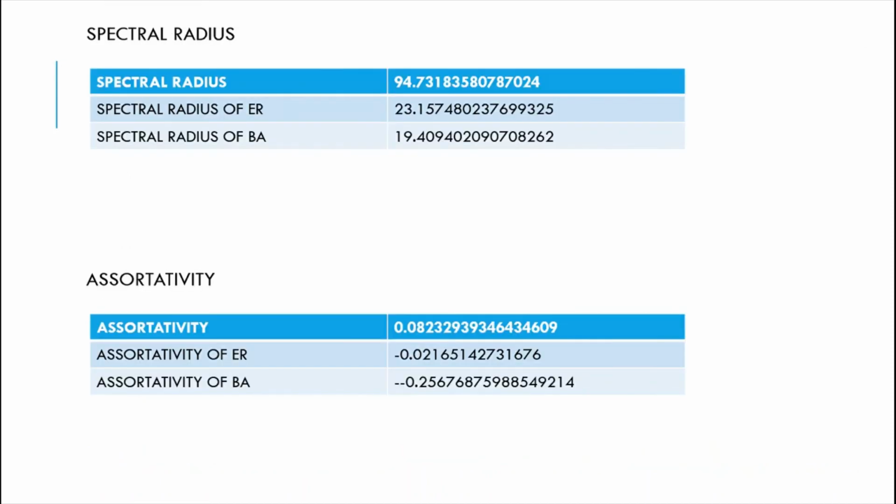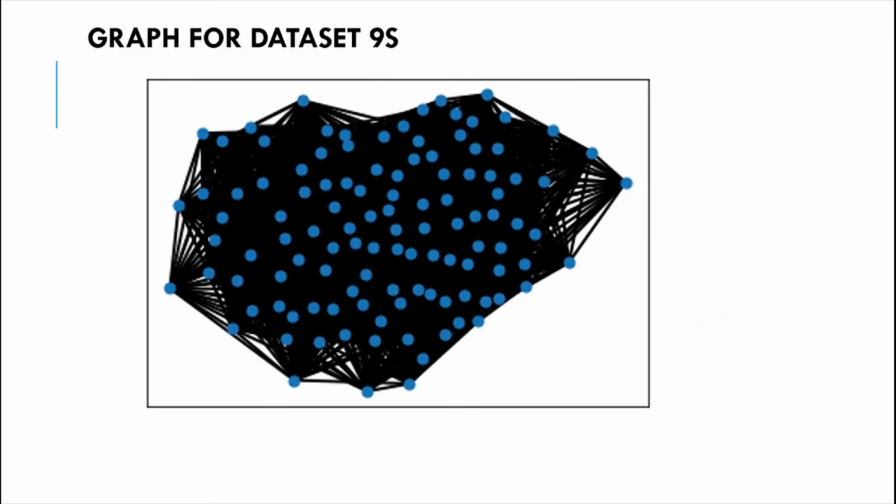Spectral radius came out to be 94.73. For ER 23.17. For BA 19.409. Talking about assortativity, for the dataset it's 0.823. For ER it's negative. Negative means the dataset is highly distorted, and the same with BA.